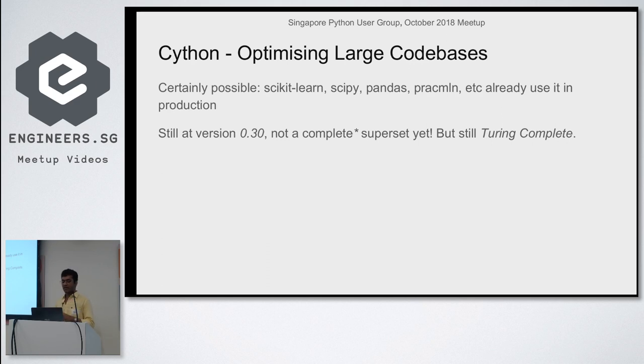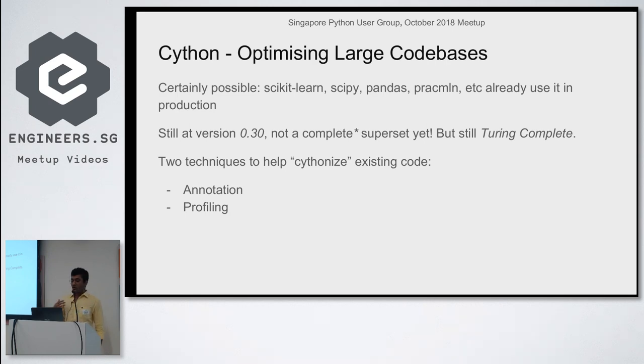But the point is that Cython, in its current form, 0.3, is still Turing complete. So technically speaking, it is possible to rewrite any code that you have in Cython terms. And depending on the feasibility of that particular task, I would argue that it's at least worth exploring.